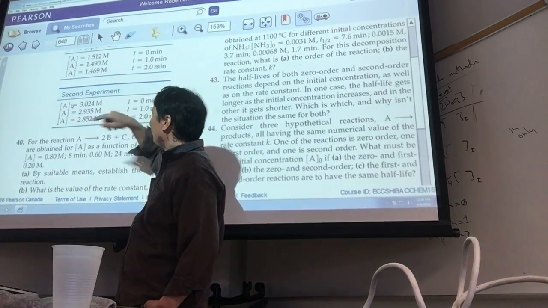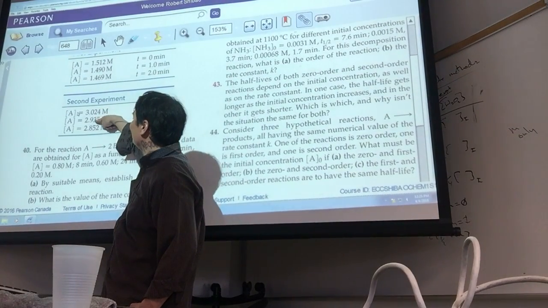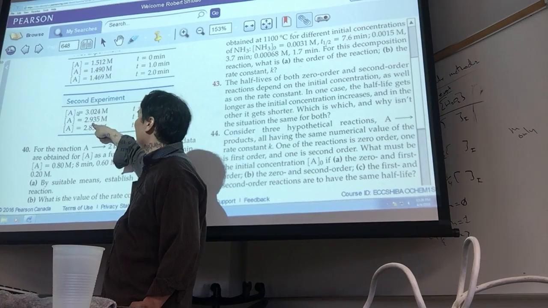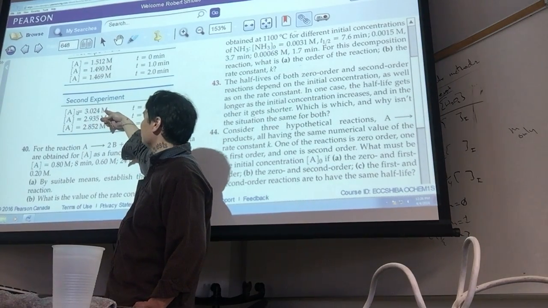So 0.15, have I lost more than 0.15? So going from 3, it could go down to 2.85. So we're good. Less than 5% reactions occur here.